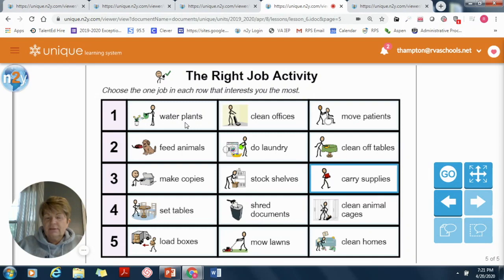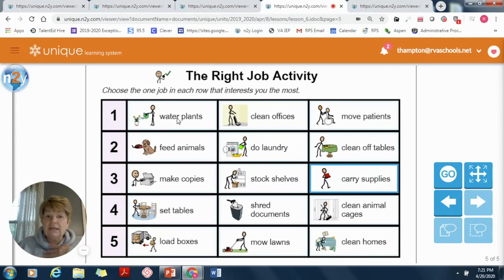Watering plants, that could be inside or outside. Clean offices, that's only going to be inside, and you're probably not going to be with anyone. It's probably going to be when the office is closed. Or move patients. Now there you're going to get to talk with people and chit chat with them, but it's more than likely going to be inside unless you're working for an ambulance company where you're taking people to the hospital or back to their home.